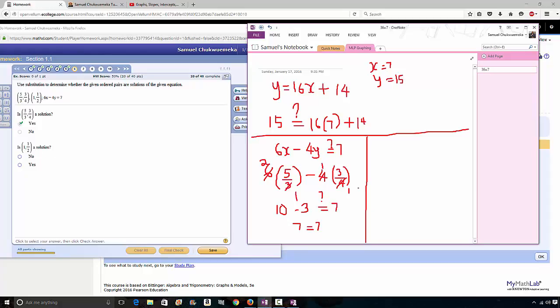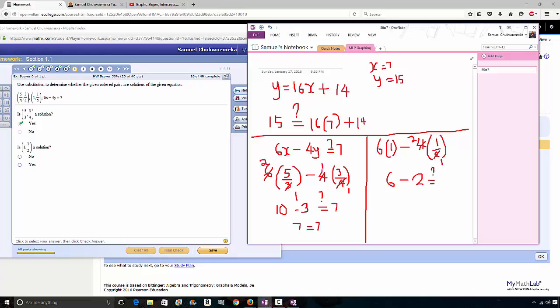Whether 1 and 1/2. So in this case, this will be 6 times 1 minus 4 times 1/2. 6 times 1 is 6, minus 2 times 4 times 1/2, which is 2. 6 minus 2 is 4.